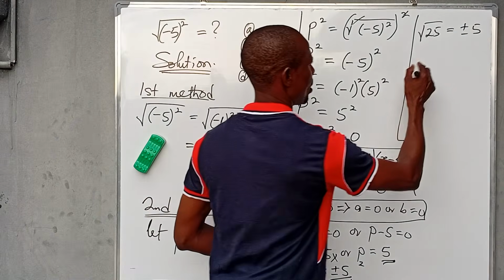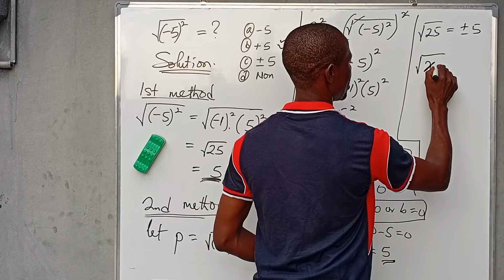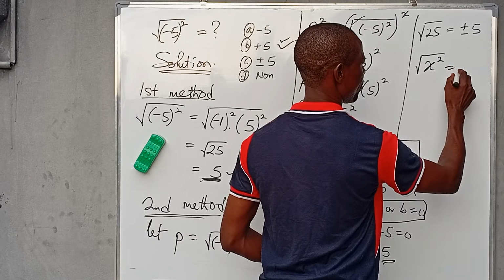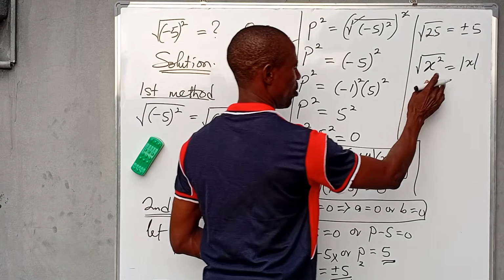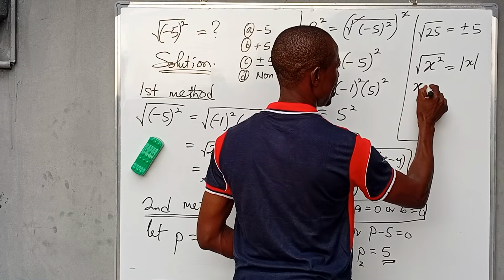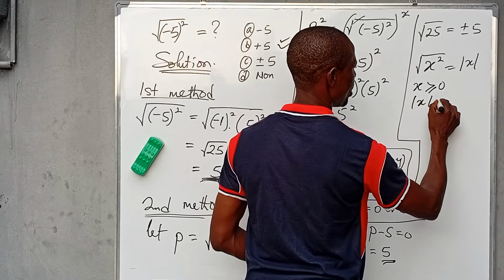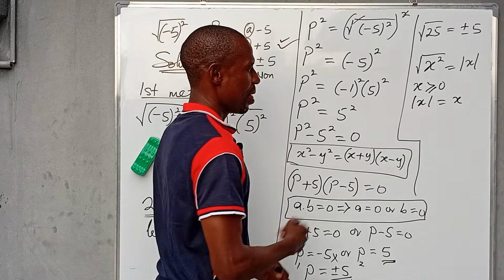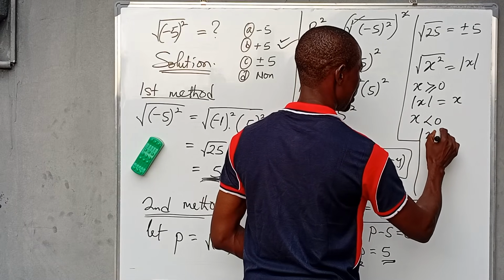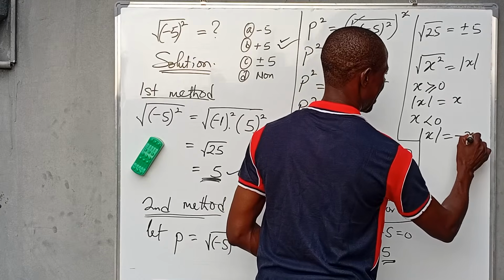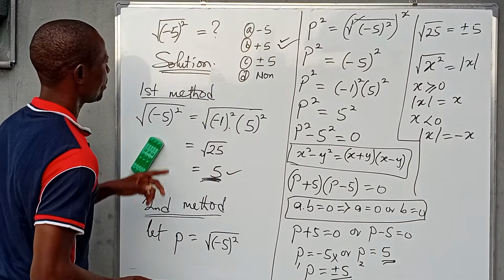Now remember that if you have the square root of x to the power of 2, this is going to give us the absolute value of x. So x could be negative or positive. If your x is greater than or equal to 0, then the absolute value of x will be positive. Then if x is less than 0, then the absolute value of x will be equal to negative x. Simple as ABC.